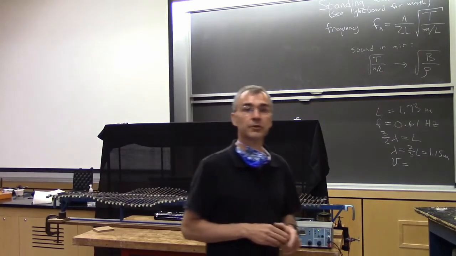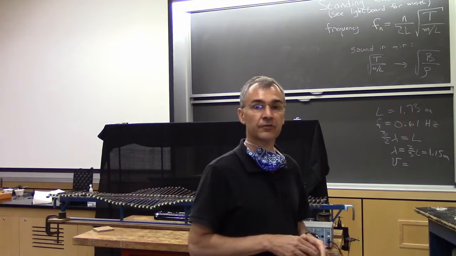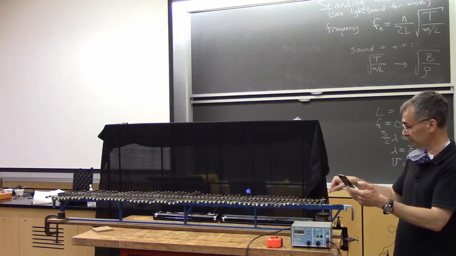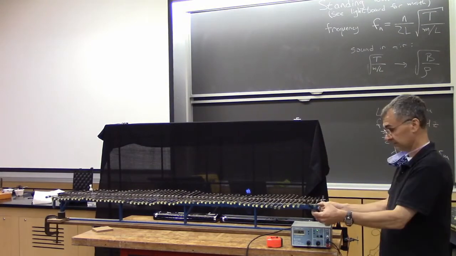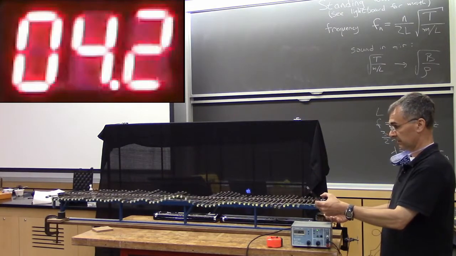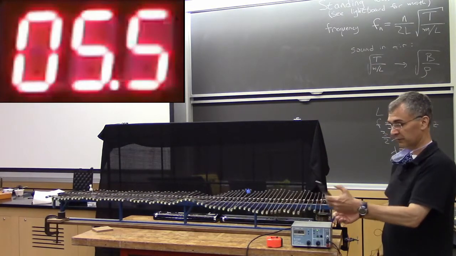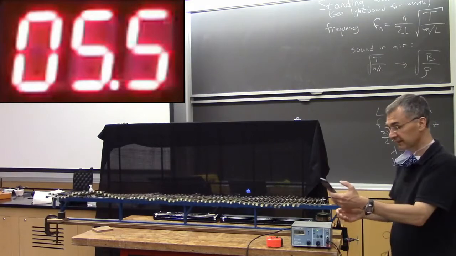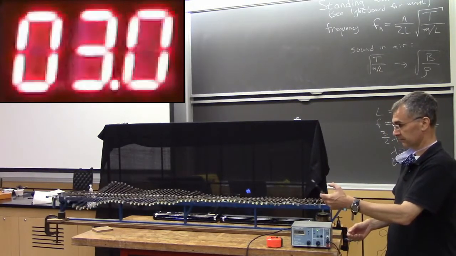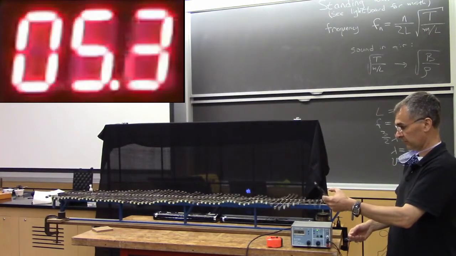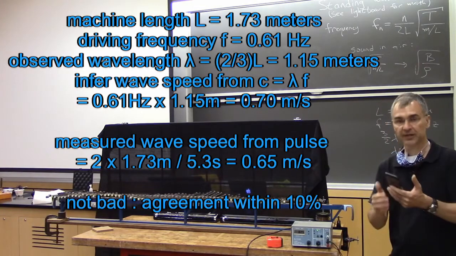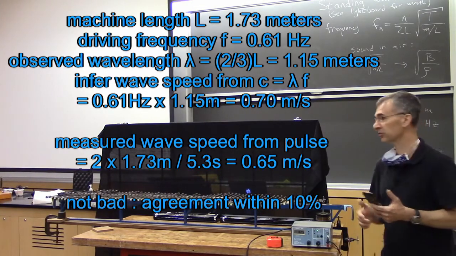Now let's disconnect the little motor and see if we can figure out how long it takes a pulse to go back and forth. We're going to say, how long does it take a pulse to go from this end all the way down there and back? Okay, that was about 5.5 seconds. Let's try it again. That was about 5.25 seconds. Let's say it takes about 5.3 seconds to go 2 lengths of the wave machine.